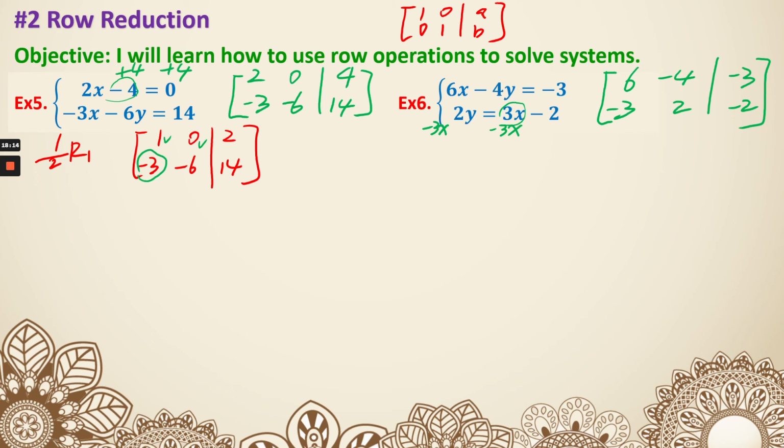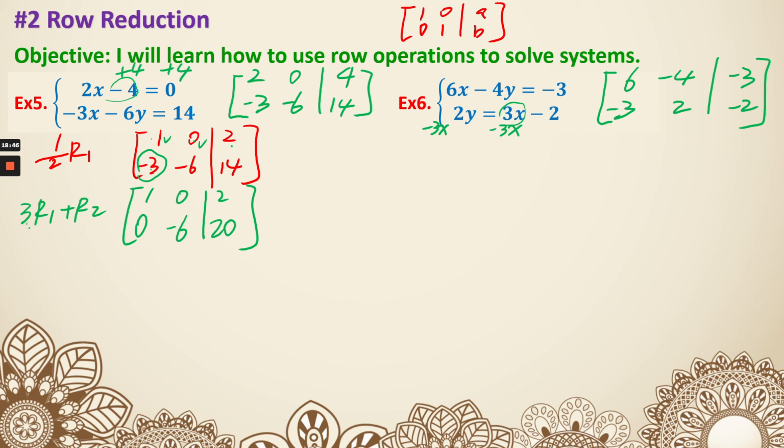Now we are trying to get this -3 into a 0. So let's do that. Times row add, we're going to times the other row by the opposite number. So 3r1 plus r2. That means my first row, 1, 0, 2, is not changing, but my second row is going to change. Because 3 times 1 is 3, plus -3 is a 0. 0 times 3 is a 0, plus -6 stays a -6. And then 2 times 3 is a 6, plus the 14 is a 20.